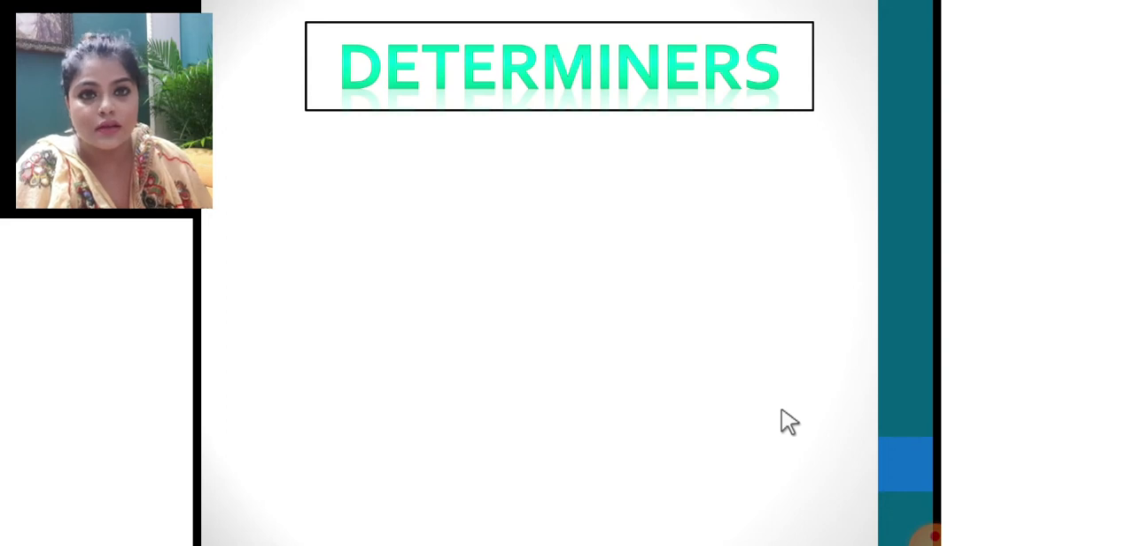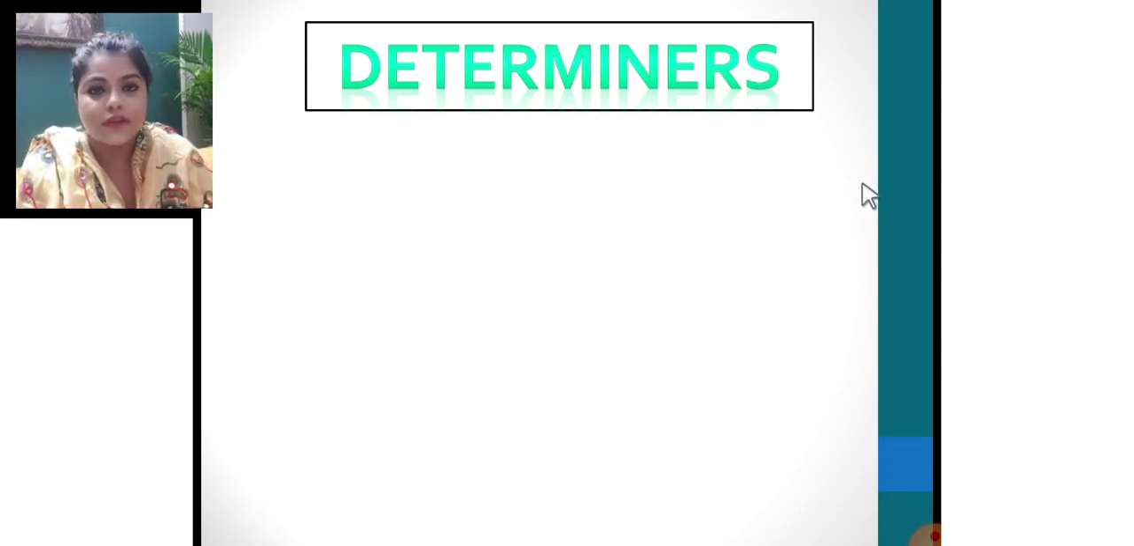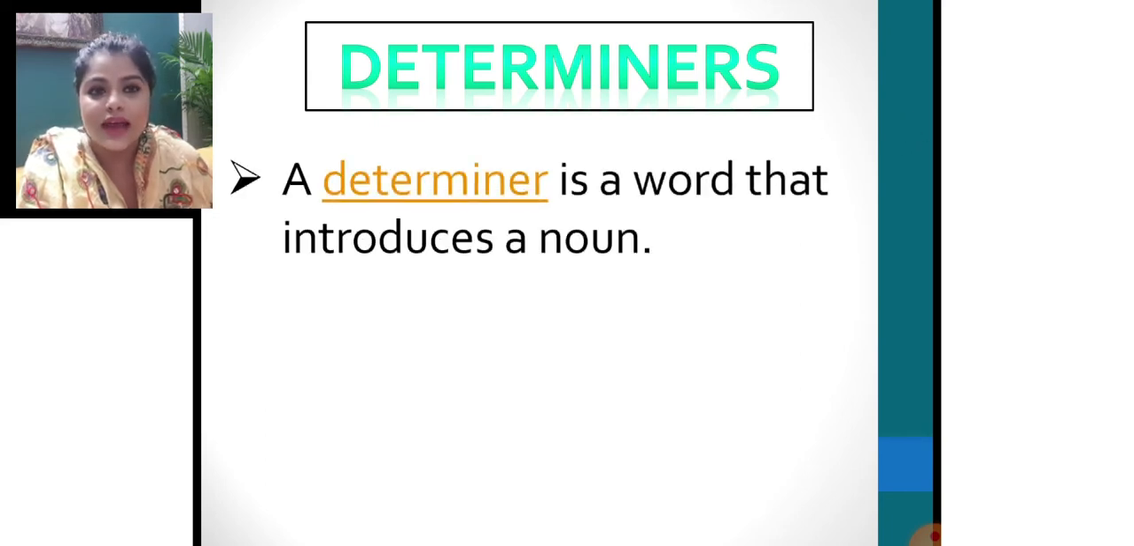Now, what is a determiner? We have already done this in chapter number 7. You have to tell me what a determiner is. Yes? Okay. A determiner is a word that introduces a noun. That means it tells about the noun.